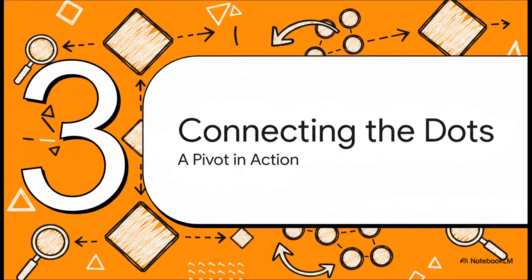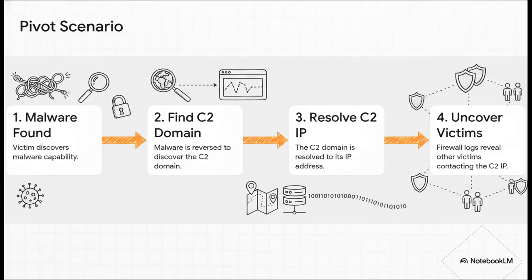The real power of this model is using these nodes to pivot. And by pivot, I mean using one piece of evidence you have to find the next one. Let's walk through a real case to see how this works. So here's a super common scenario. Let's just walk through it.